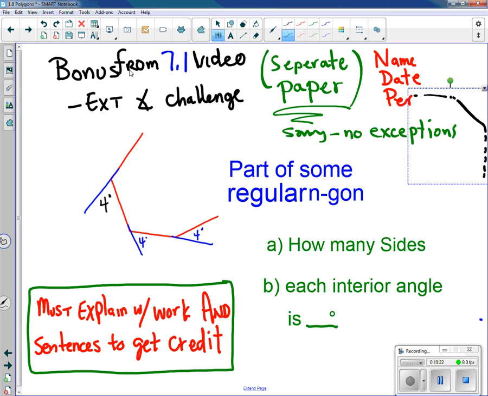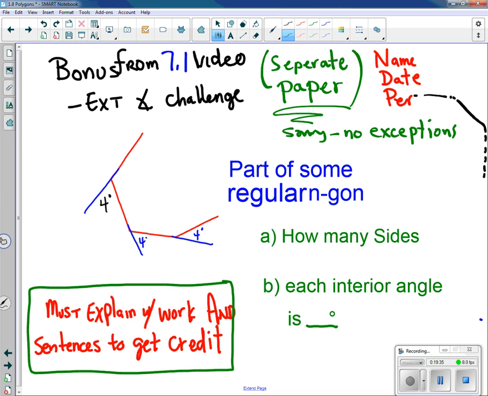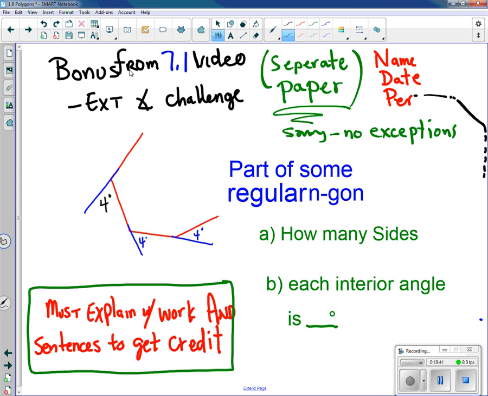To get credit, you're going to have to fully explain and show your work, okay? I'm not looking just for answers. So you might have to write sentences to get full credit. Question A, how many sides in this figure, and how would you calculate that and come up with an answer? And then question B, what is each interior angle worth in this regular polygon? Not the sum, but each interior angle.